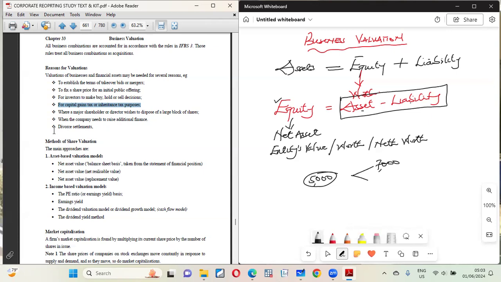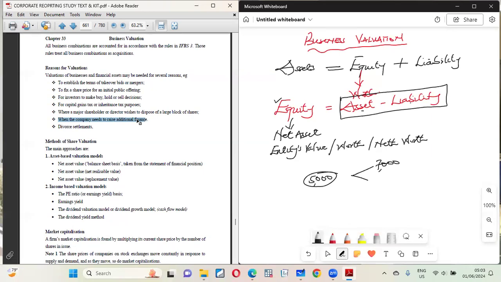All right. So again, we said that where a major shareholder or director wishes to dispose of a large block of shares, of course, it's just like an IPO. If you want to sell, there must be a price, and you use the valuation methodologies to determine the price. Then we said that when a company needs to raise additional finance, that too is true, because even banks need security. What is the value of your company? If I give you the loan, the selling of your net asset can give me something to defray the loan that I gave you.